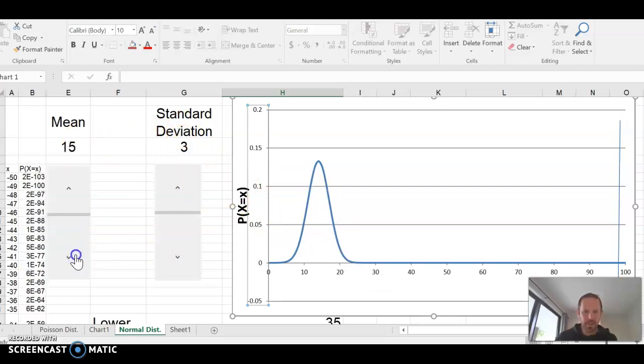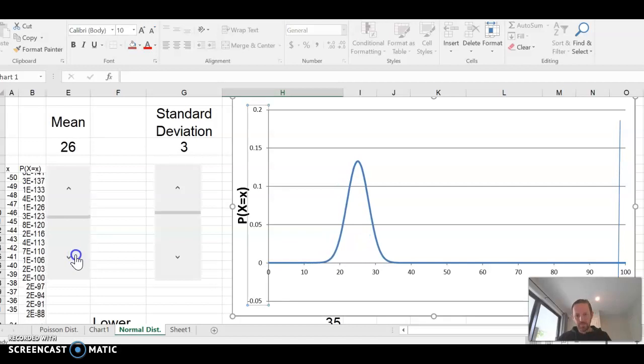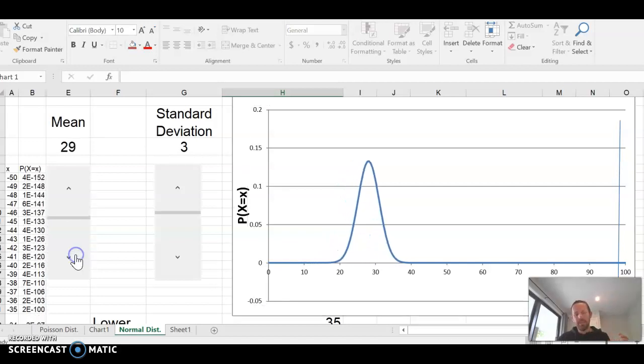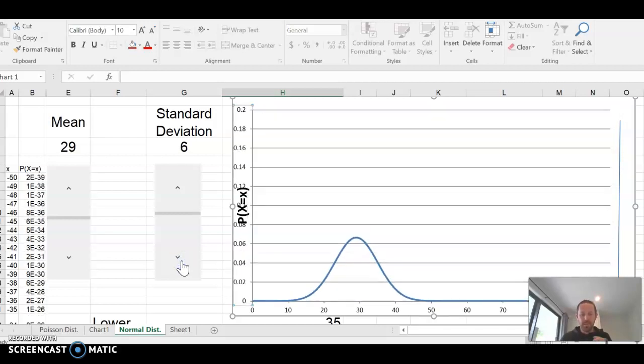So I just want to show you that if you adjust the mean to anything you like, the shape of the curve does not change. Okay, I'm adjusting the mean and the shape is just moving along the graph. However, if I adjust the standard deviation and make it larger, the shape, obviously, I keep saying obviously, but maybe it's not obvious, but the shape gets wider.